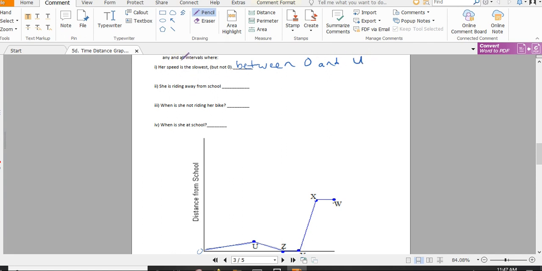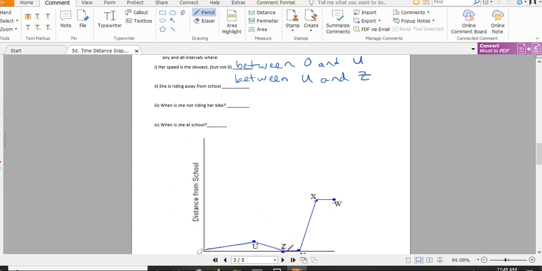Now, how about when she is riding away from school? Well, she starts going to school, and then she starts going home, and then stays, and then goes to school. So between U and Z is when she's riding away from school, or going home. Between U and Z.